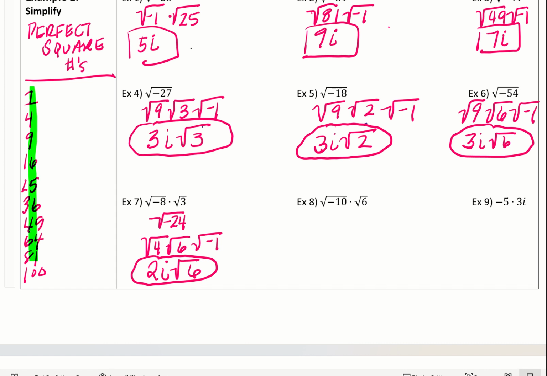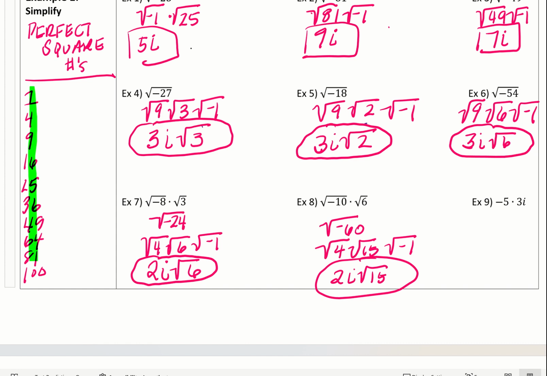Okay, this one's going to become root negative 60 when we multiply it. Now, 60 is divisible by 4, and 60 divided by 4 is 15, and I don't think there's anything bigger that goes into 60 that's over in this list. So I'm going to do root 4, root 15, root negative 1, and this will become 2i root 15.